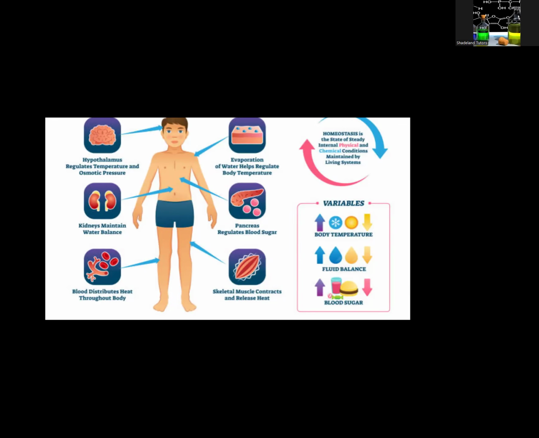Then you see evaporation of water helps to regulate body temperature. How does water evaporate from our body? When we sweat. Then the pancreas regulates our blood sugar. You know that blood sugar levels should be at a particular level. Once it's too high, someone might end up suffering from one illness or the other, like diabetes, when you have a lot of sugar in the blood, which will finally seep into the urine. Then we have skeletal muscles contracting and releasing heat.